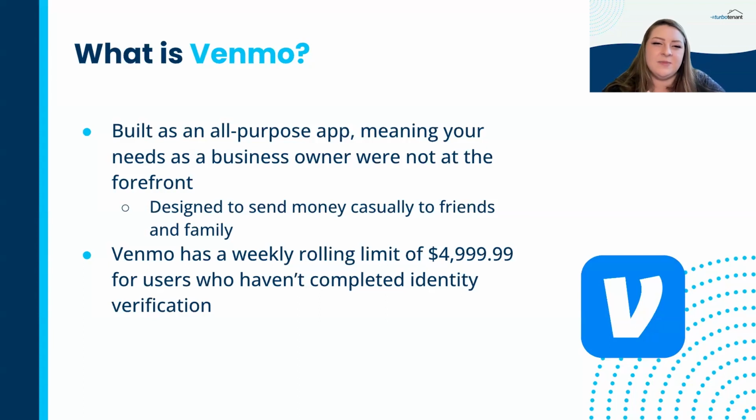But again, there are some different things to consider, especially like the weekly rolling limit here. So if you have a luxury apartment and your rent is over $5,000, Venmo is going to be a trickier beast for you, right? Because they have this weekly rolling limit. This is for users who have not completed identity verification. So if they complete it, it could be that they could send more. But this is just something to be aware of, especially if you are in a luxury situation and your rent is significantly higher. Here at TurboTenant, we do have plenty of landlords who have rents higher than $5,000. This would leave them in a bit of a bind.